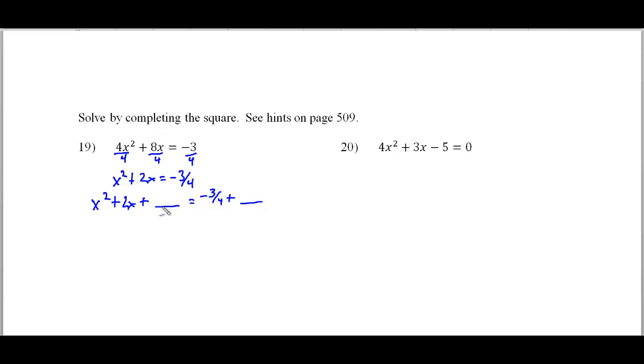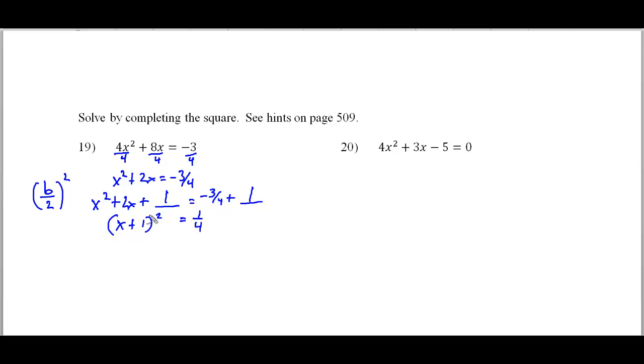So what's going to go in that blank? Well, again, for completing the square, I'm going to take my b divided by 2 and square it. So b divided by 2 squared, that's 2 divided by 2, and squared is going to be just 1. So I'm going to add 1 to both sides. So this is going to be two numbers that multiply to make 1 and add to make 2. Well, that's going to be 1 and 1, or x plus 1 quantity squared. And negative 3/4 plus 1 is going to be a total of 1/4.